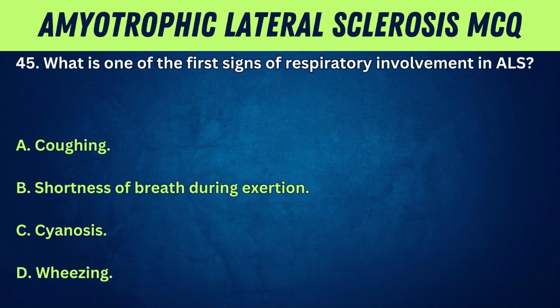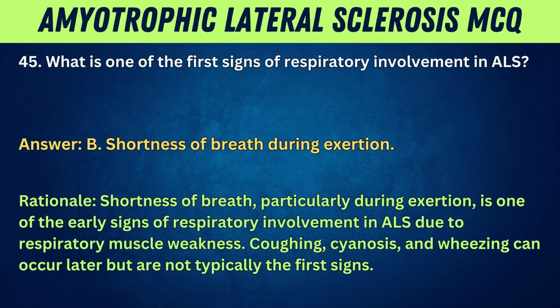45. What is one of the first signs of respiratory involvement in ALS? A. Coughing. B. Shortness of breath during exertion. C. Cyanosis. D. Wheezing. Answer: B. Shortness of breath during exertion. Rationale: shortness of breath, particularly during exertion, is one of the early signs of respiratory involvement in ALS due to respiratory muscle weakness. Coughing, cyanosis, and wheezing can occur later, but are not typically the first signs.